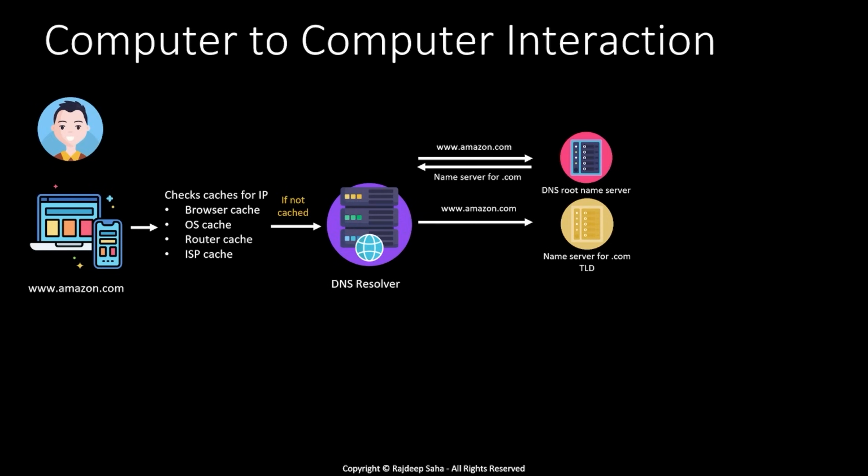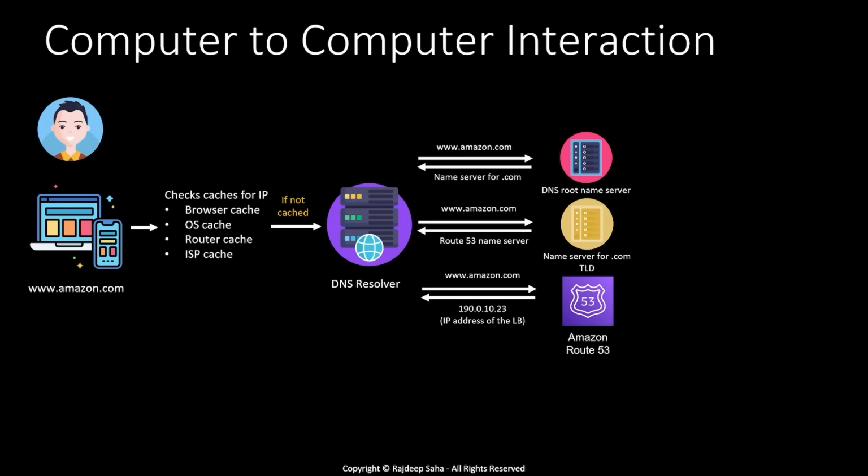This name server tracks which DNS provider has amazon.com. So it says, I don't have the IP address for amazon.com, but I have the Route 53 name server that's hosting this www.amazon.com. So the DNS Resolver, after getting the address of this Route 53, goes and asks Amazon Route 53, hey, do you have the IP address for amazon.com? And since Amazon.com is hosted on Route 53, Route 53 says, indeed, I do, and it sends the IP address of the load balancer. And at this point, the DNS Resolver sends the IP address to your computer.